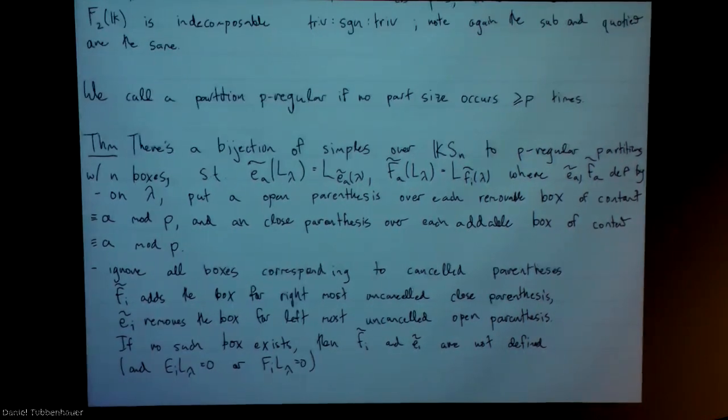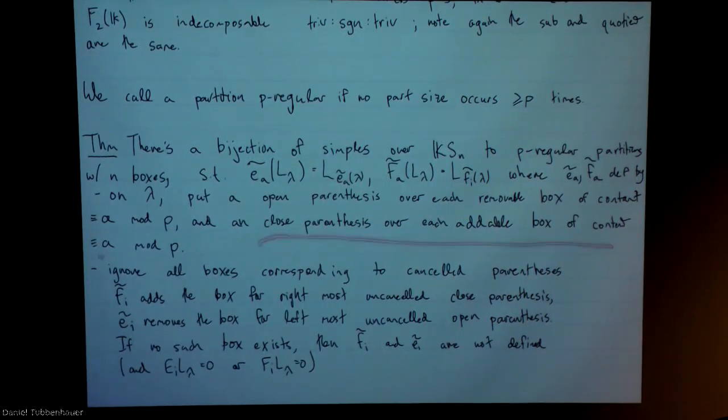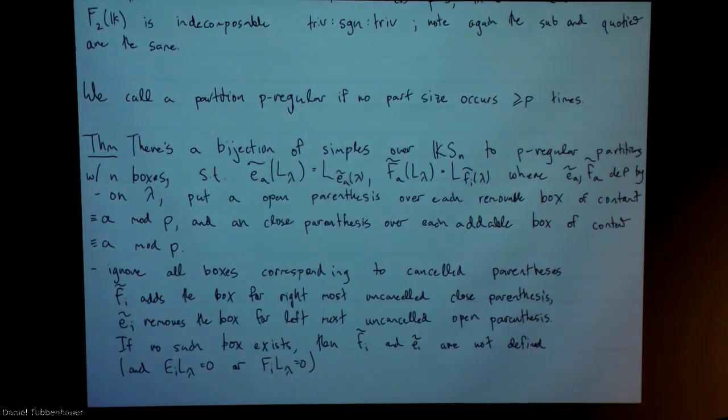We look at lambda, the actual Young diagram. We put an open parenthesis over every removable box and a closed parenthesis over every addable box. Hopefully I did this right. You look at those, and some of those parentheses are going to cancel. You ignore all the canceled parentheses. And what FA does is it adds the box that corresponds to the rightmost uncanceled closed parenthesis. So this is the unique way to flip a closed parenthesis to an open one that doesn't make any cancelings.